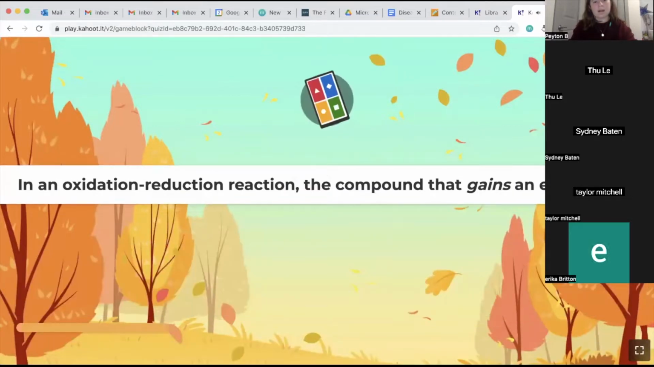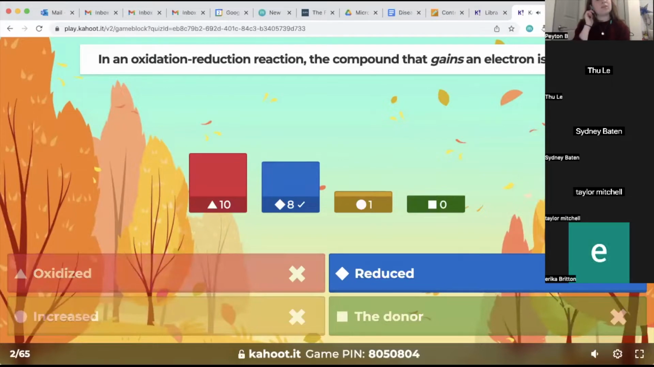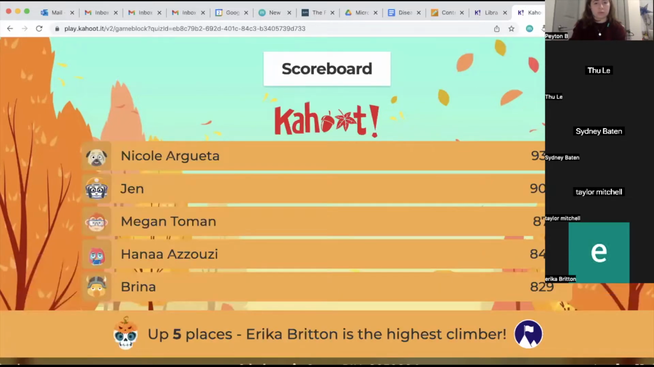Next one. Oxidation reduction reaction, the compound that gains an electron is what? Oxidized, reduced, increased, or the donor? It is reduced. The way I remember this is electrons are negative. And so if you add a negative to something, it becomes lesser. That's the way I remember it. So electrons are negative, the compound that's gaining an electron gets reduced.